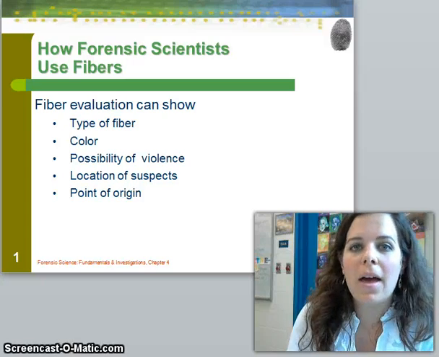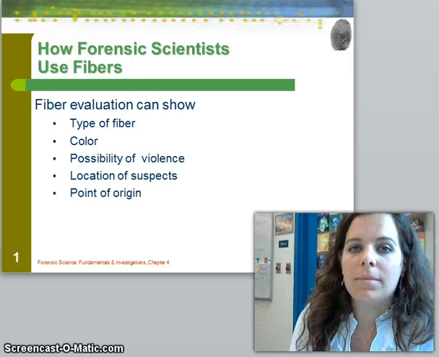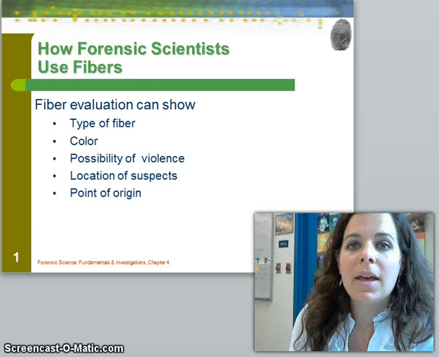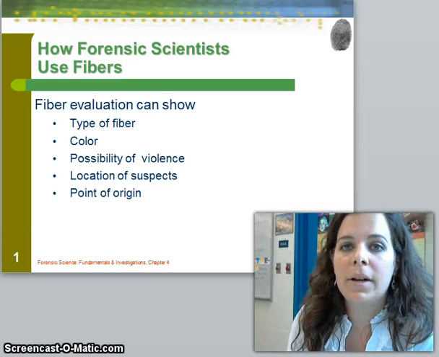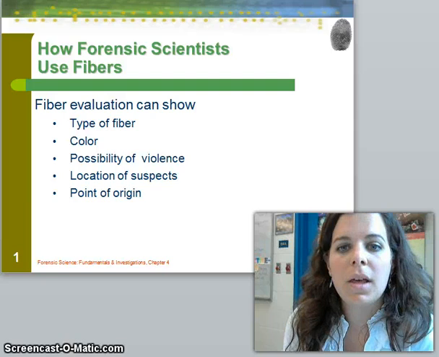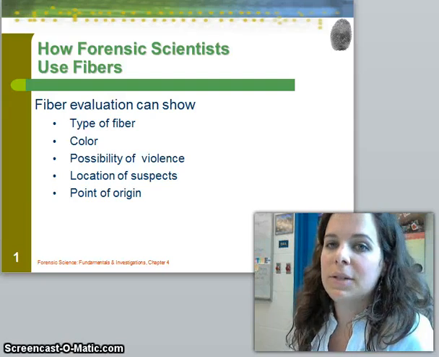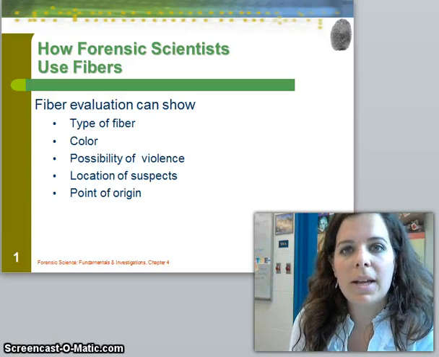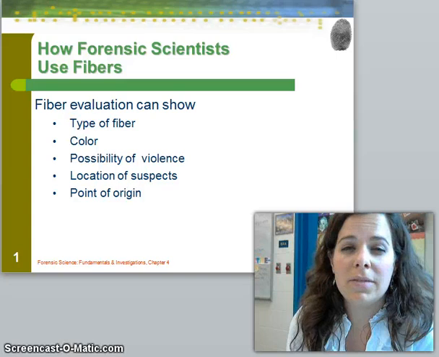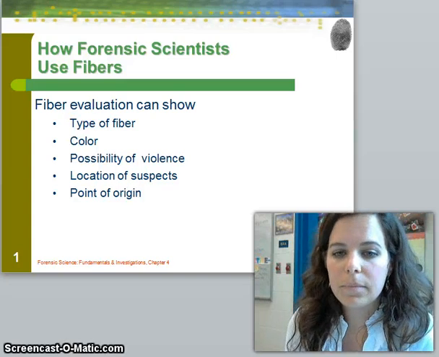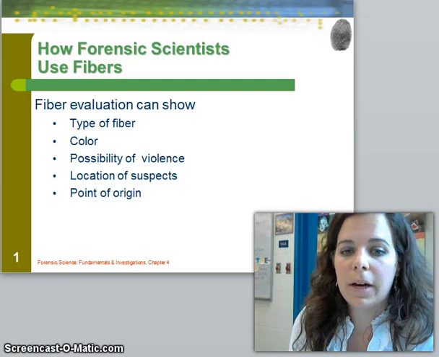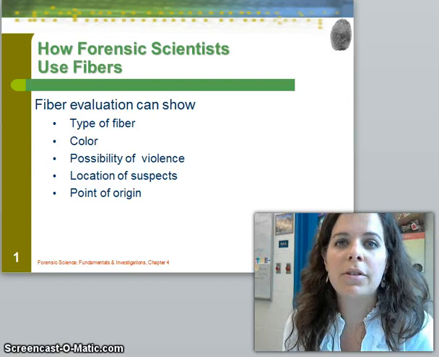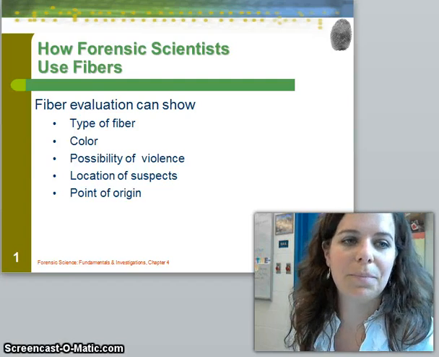Remember that we're looking at how hair and fibers can implicate a certain suspect in a crime. So how can we use fibers, in this case, to point to a certain suspect being at a crime? Forensic scientists evaluate fibers, so they test them to show what type of fiber it is, what the color is, if there's violence, so is there blood on the fibers, the location of the suspects, where they were, and the point of origin of the fiber. Where did it come from originally? This could be from a house or originally even further back from the factory.